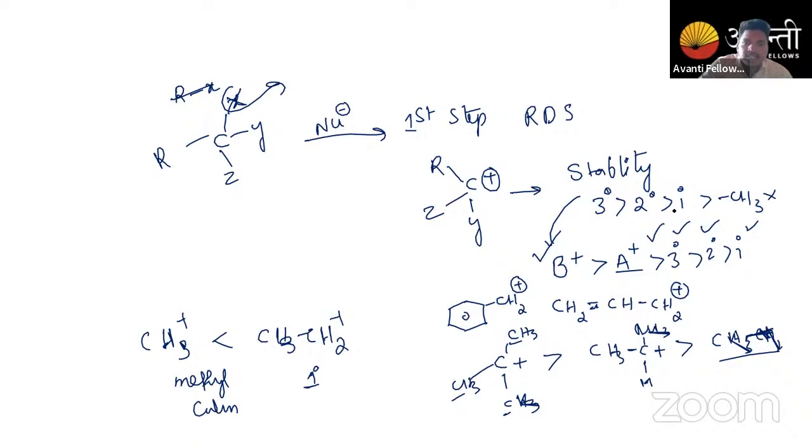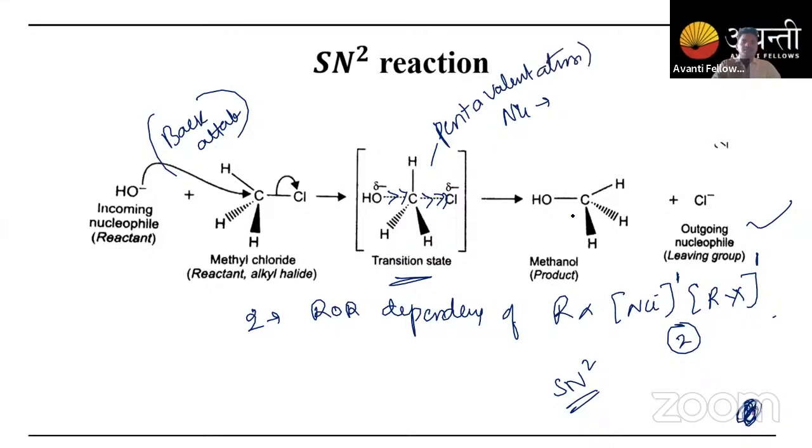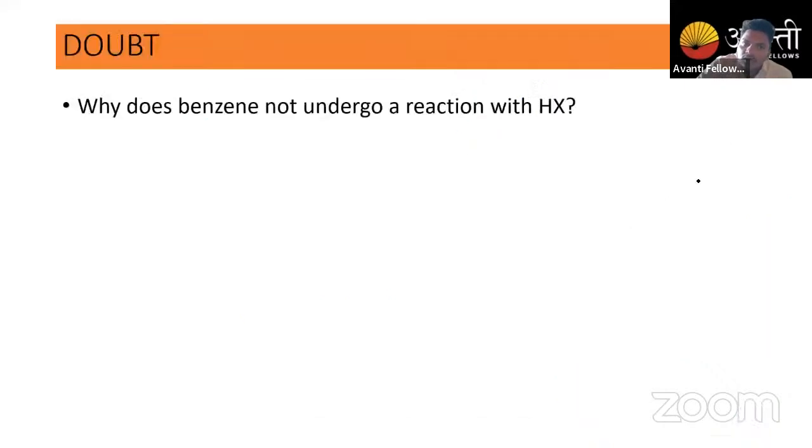Okay. And next SN2, I told you it will be a back attack. We can clearly say that this is a back attack. Back attack is taking place, and the carbon will become a pentavalent atom, which is highly unstable. So then you will get a product. The rate is depending upon both the nucleophile and the alkyl halide. Clear? Now, this is the doubt.